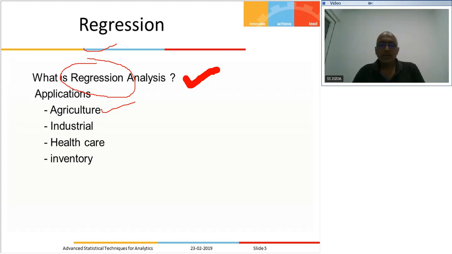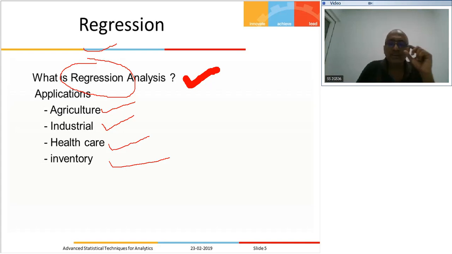Similarly, you can have many examples: industrial, like the performance of a machine over a period, or healthcare. In various ways, based on the past data, we want to predict for the next period. Similarly, how much inventory we need to maintain, etc. So many applications are there where, based on the data, we want to predict values in the near future. That discussion comes under regression analysis. So I think it is very clear.